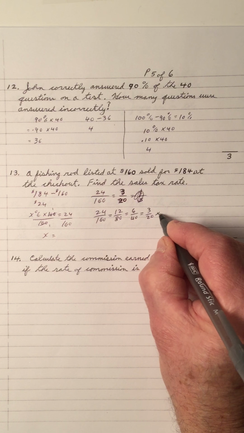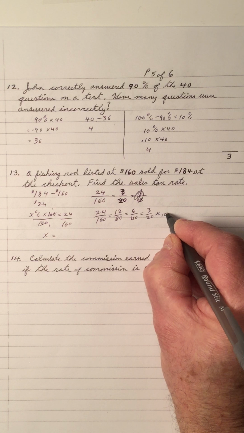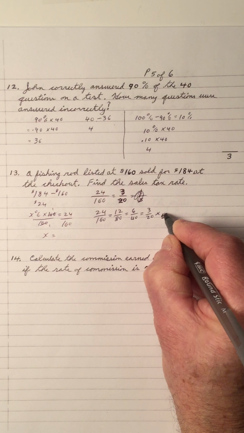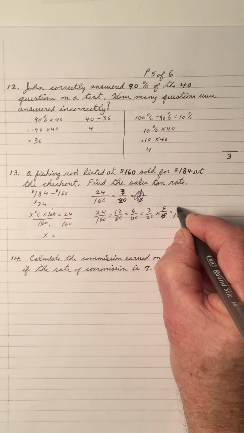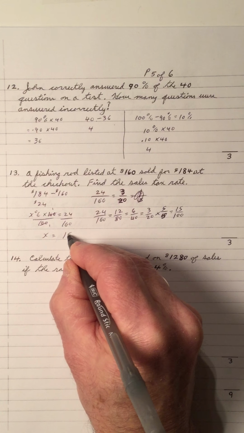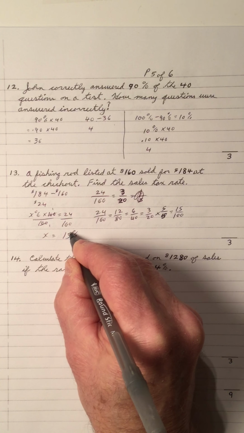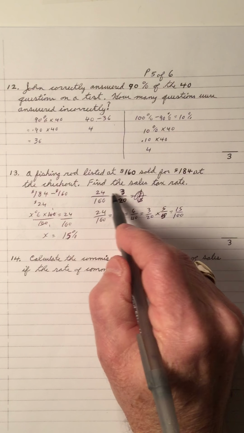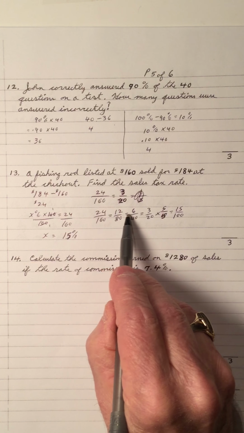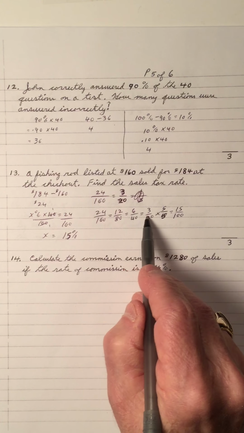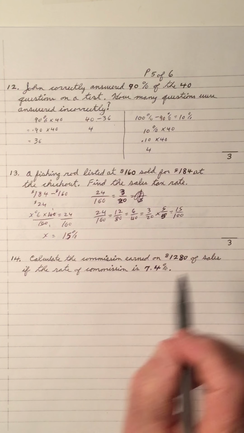And 3/20ths times 5 over 5. Why 5? Because 5 gives me 100. 3 5s is 15. So I have a 15% sales tax. Sorry for that. I divided wrong right here. Notice I reduced by 2 and 2 and 2. Well, you get there, but it just takes you longer.